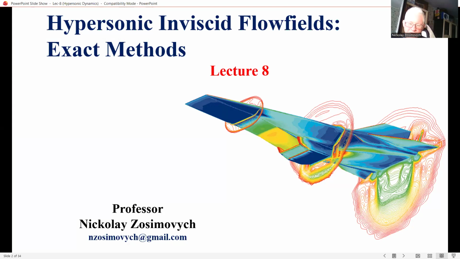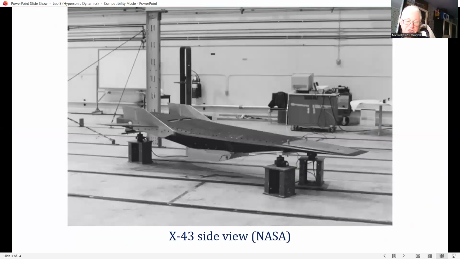As you remember, aeronautical history was made on 27 March 2004 when the X-43 Hyper-X test vehicle, which is shown in this slide, achieved sustained flight for 11 seconds at Mach 6.9, powered by a supersonic combustion ramjet engine. In this case, it has a special name: a scramjet.